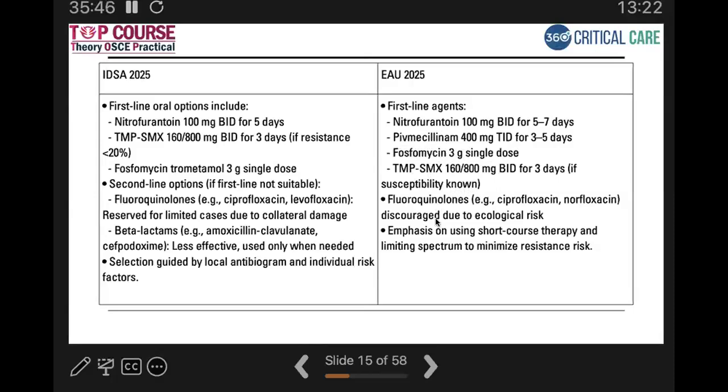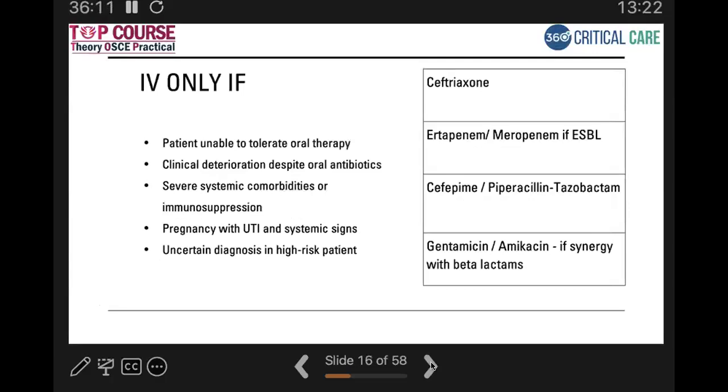And again, fluoroquinolone, try not to start as an initial method. Only as a last resort do you start fluoroquinolone. So overall, from both the guidelines, you start nitrofurantoin, Septran, or fosfomycin. And in the European guidelines, you have an additional agent called pivmecillinam. If this doesn't work, then you go to the fluoroquinolones. And don't start IV antibiotics or higher antibiotics when you're suspecting only uncomplicated UTI.